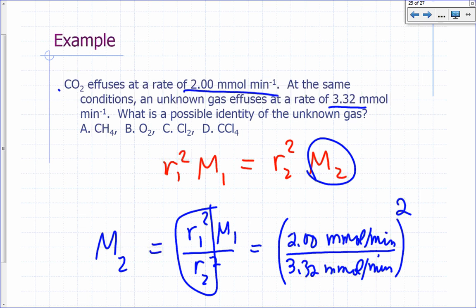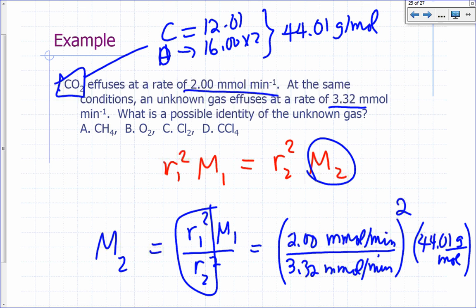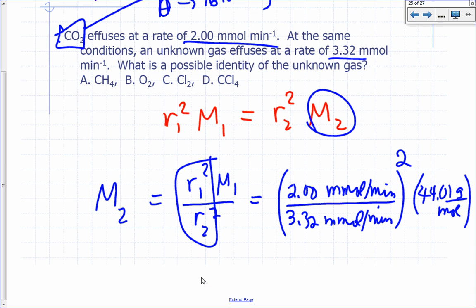And then M1, what's the molar mass of CO2? Carbon's 12.011. Oxygen is 16.00 times 2. I did this, you see 44.01 grams per mole. So our molar mass for gas number 1, which is carbon dioxide, is 44.01 grams per mole. So let's calculate that.